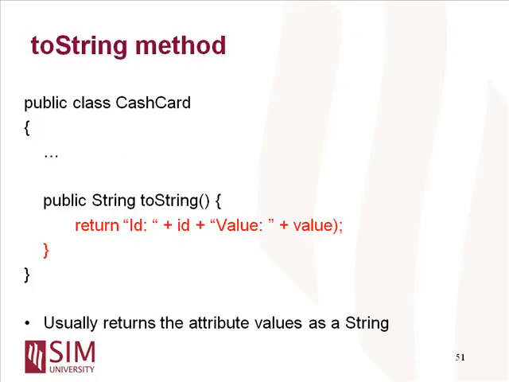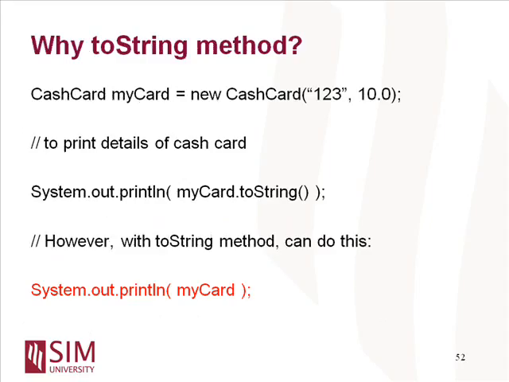Lastly, there is typically a toString method in a class. The toString method returns a string that describes the class. So there is an example where the toString method returns a string that says the ID of the cash card is the content of the variable ID, and the value is the content of the variable value. The reason why we have this toString method is, of course, to have a method to describe the class.